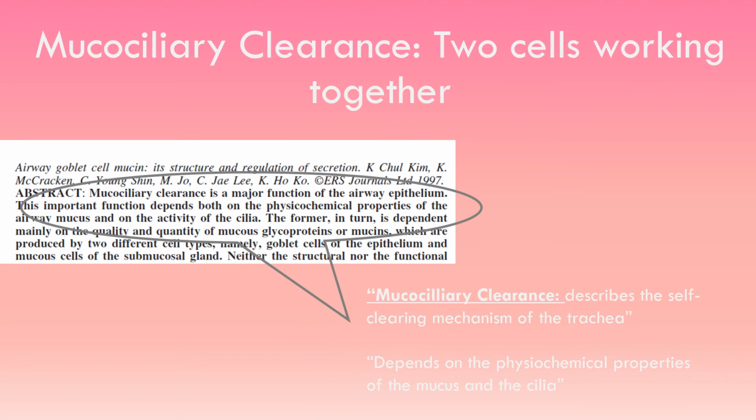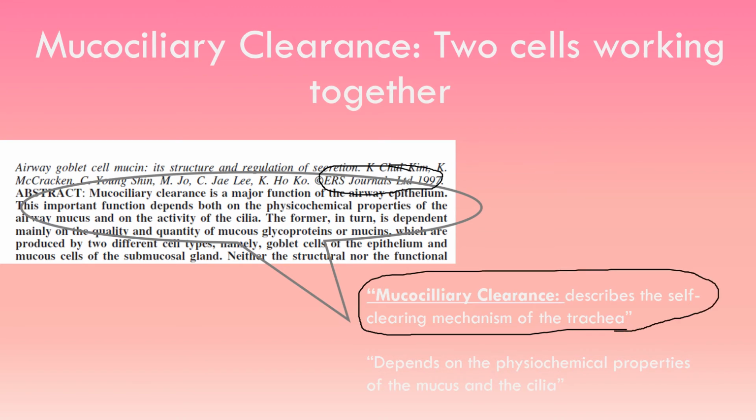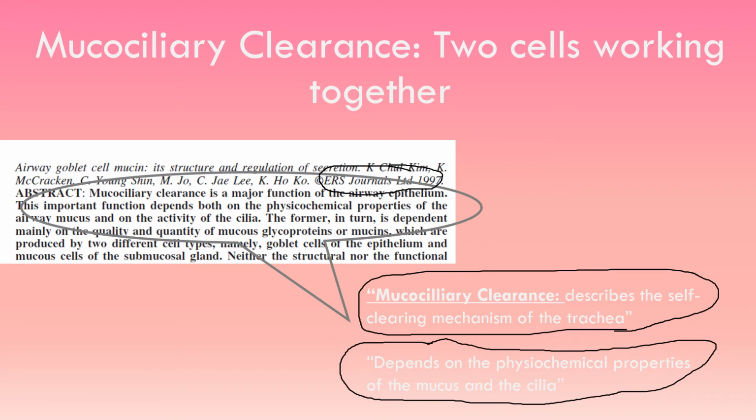If I'm going to explain or write this in an assignment, then I came up with this little quote here from a particular source that was a journal, the European Respiratory Journal. And what it said was, mucociliary clearance describes the self-clearing mechanism of the trachea, and it depends on the physiochemical properties of the mucus and the cilia. Now, basically what that's saying is they work together. It's depending on mucus and it's depending on the cilia.